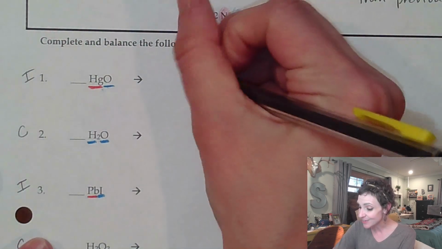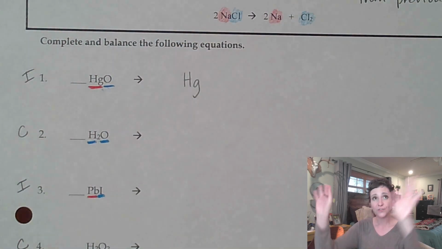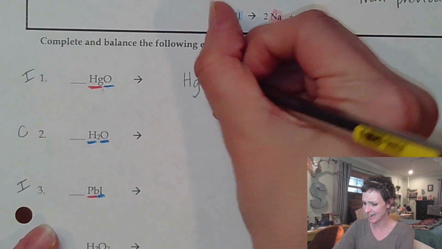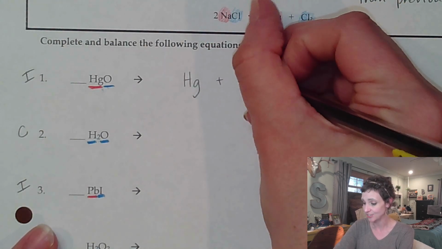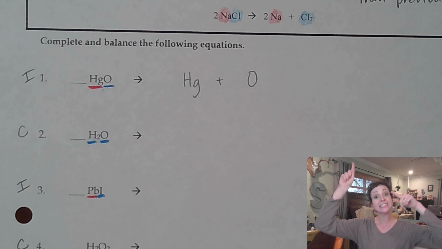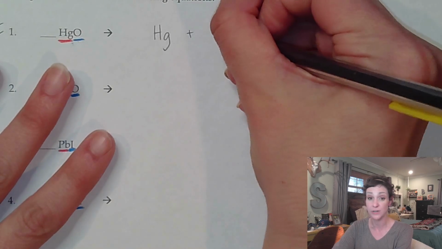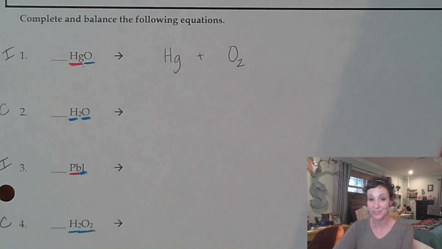No, he is not. So guess what? When Mercury is free, he's free. No subscripts for me, right? And then my second single and free guy is oxygen. Woo, he's free, except he is a diatomic. So even when he is in the freedom stage of his life, he comes in twos.